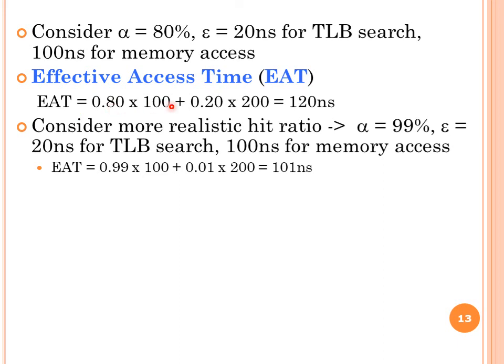0.80 into 100, that is 80% of the time the page is available. For the memory access it is mentioned as 100 nanoseconds. So 0.8 into 100 plus 20, plus (1 minus 0.8) which is 0.2, into 200. This is because if that page is not available in the TLB, you require 2 memory access cycles. For one memory access, you have 100 nanoseconds, so it is 200 here. It actually comes to 120 nanoseconds. One more detailed example we'll see in our next video lecture.